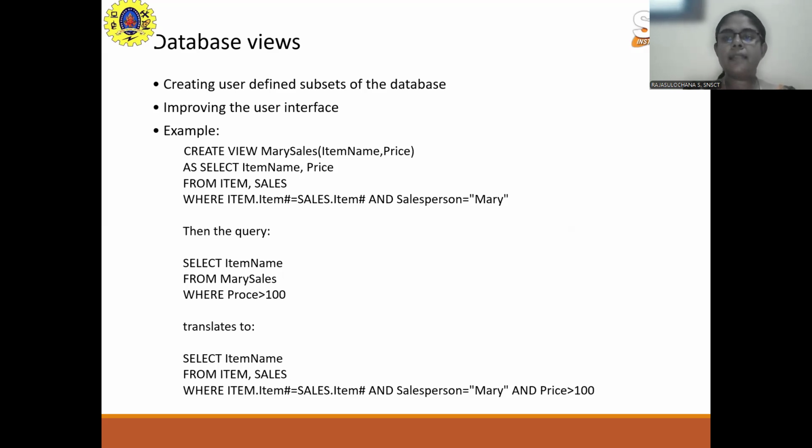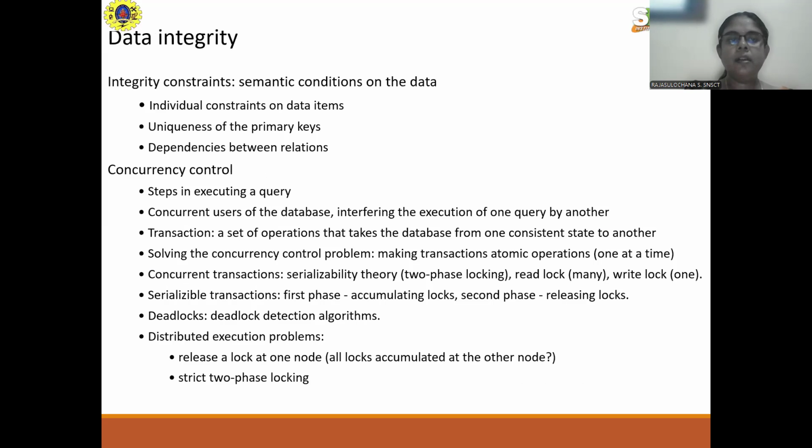This view helps in improving the user interface to a greater extent. This is the syntax for creating a view. All the operations that can be done on the given database can be implemented in views as well. The main property of a database management system is that it ensures data integrity. Data integrity means it ensures that the originality of the data is not lost. Data integrity is achieved by imposing various constraints on the given data, which ensure uniqueness of the data and dependency between the relations.